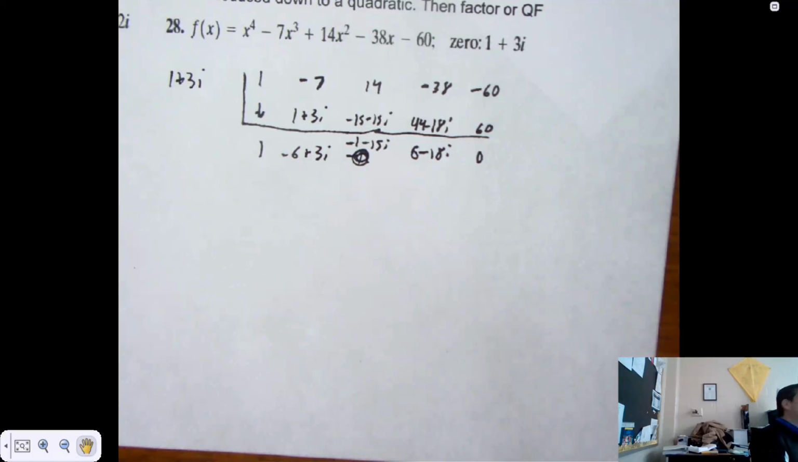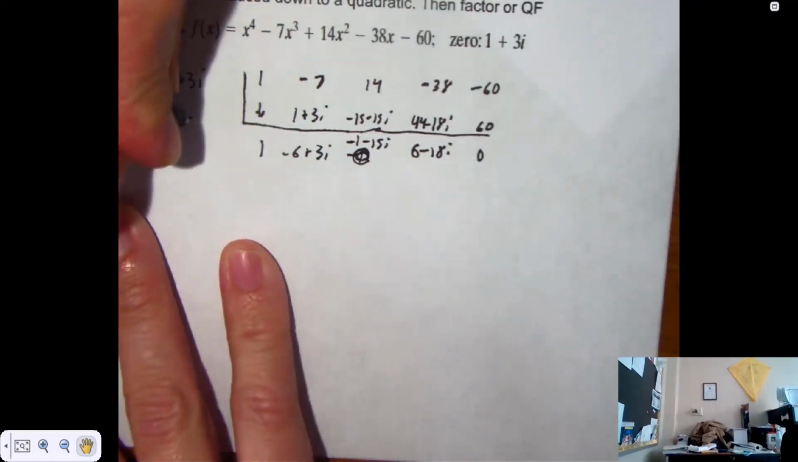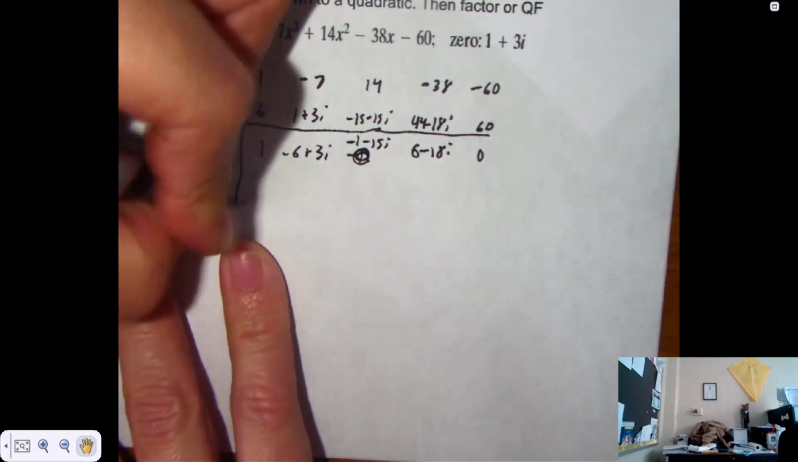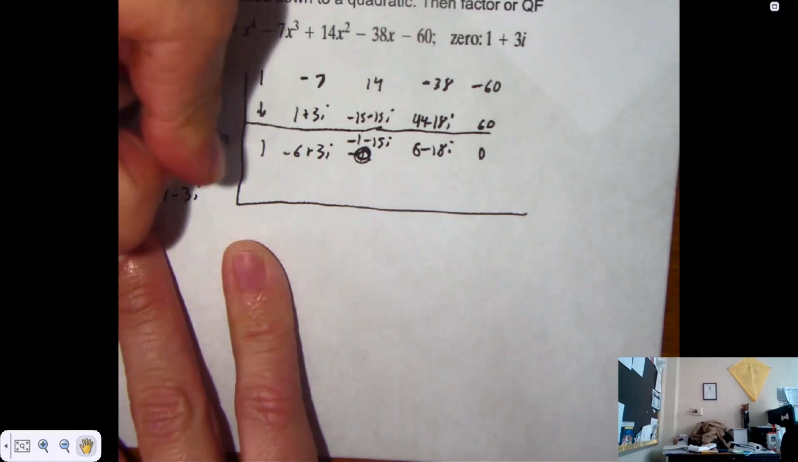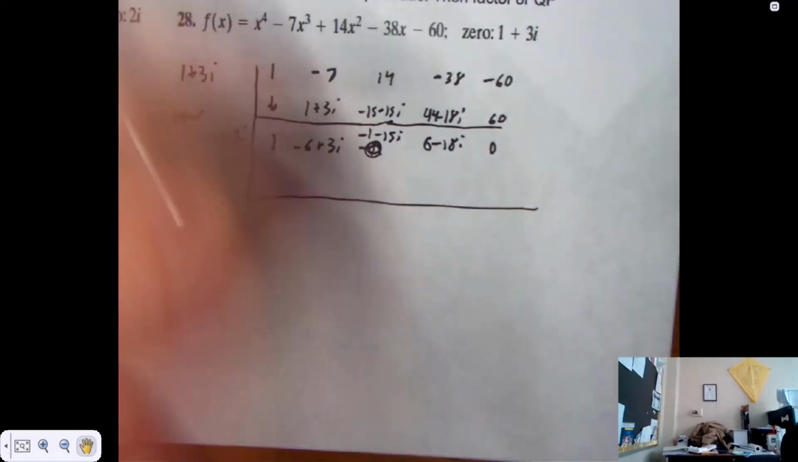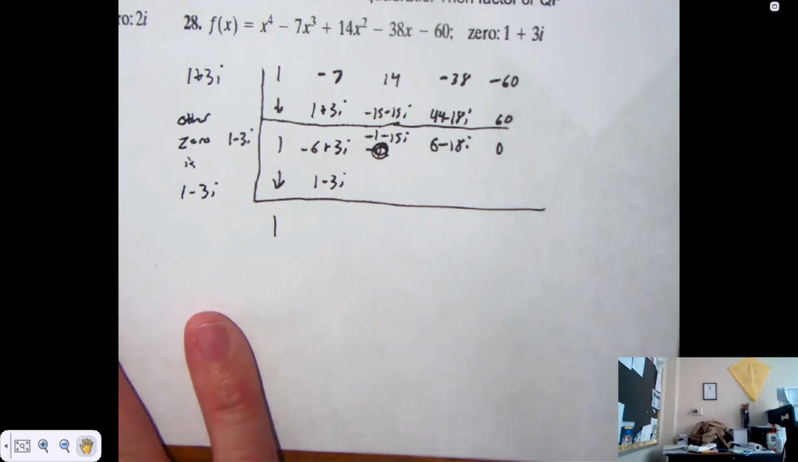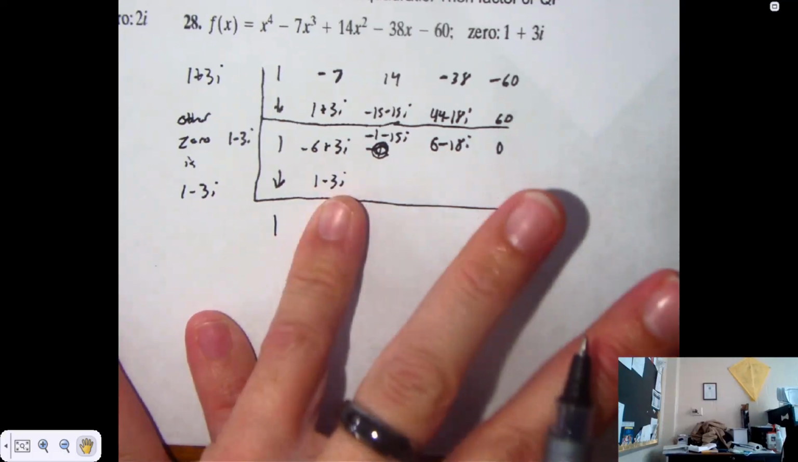Now, let's see if you remember anything from Algebra 2. 1 plus 3i is a 0. What's the other 0? 1 minus 3i, conjugate. The other 0 is 1 minus 3i. So I'll just stick a 1 minus 3i out front. Drop the 1, multiply and add. This is going to work out well. You won't even need a calculator for the second one. The i's cancel. Negative 6 and 1 makes negative 5.